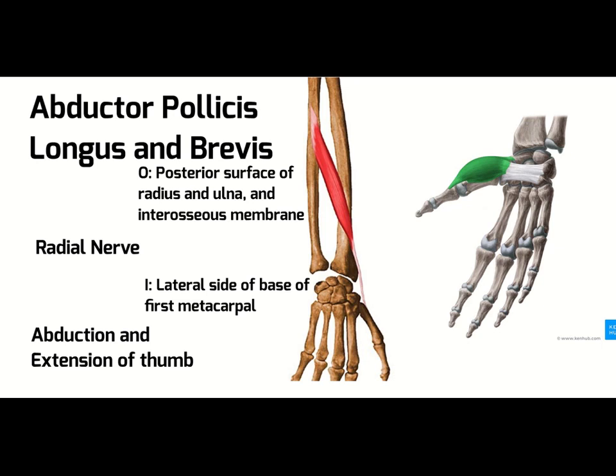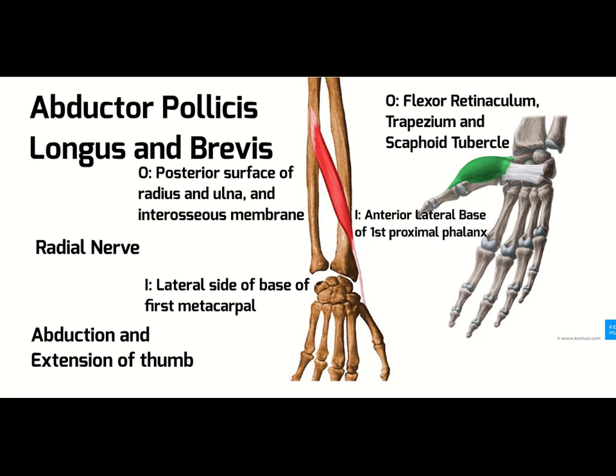Abductor Pollicis brevis, again, is one of the short muscles, and it originates from the flexor retinaculum, the trapezium, and the scaphoid tubercle. And it inserts into the base of the proximal phalanx on the anterior and lateral side. It's innervated by the median nerve, and it causes abduction and helps with opposition of the thumb.